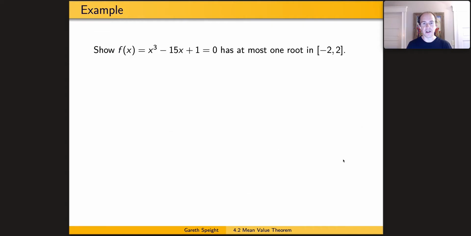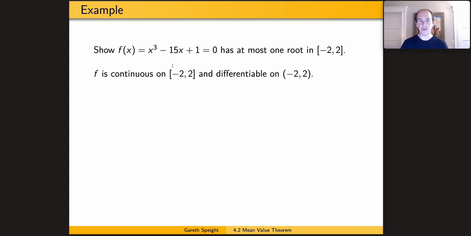But let me first do an example using this. So let's suppose we have f(x) equals x cubed minus 15x plus 1. And we want to show that the equation f(x) equals 0 has at most one root, or at most one solution, in the interval from minus 2 to 2. The strategy is that we're going to assume there is more than one root. That is going to give us two roots, and a root means the function equals 0. Then we're going to use Rolle's theorem. So let's set that up. If we want to use Rolle's theorem, remember we're supposed to know something about continuous and differentiable. Our function is very nicely continuous and very nicely differentiable, so we don't have any worries in that regard.